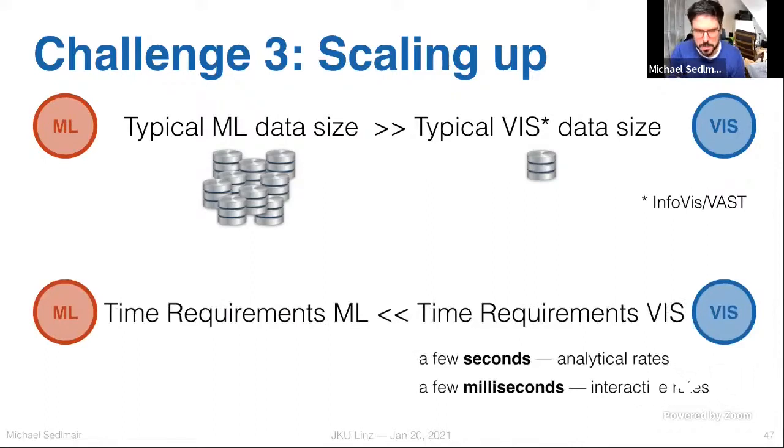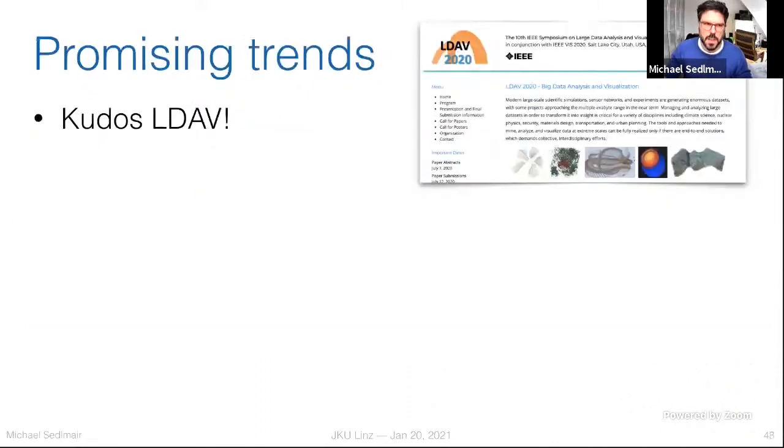At the same time, what is surprising is that the time requirements in visualization, I'd argue, are much stricter than the time requirements in machine learning. In machine learning, we essentially go off, let the computer compute our models overnight, and then we're fine. In visualization, ideally, we want feedback in a few seconds, not to break our analytical flow, and even in a few milliseconds if we want interactive frame rates. Okay, so there's surprisingly little research. There's some, like, LDEF is doing a great job.